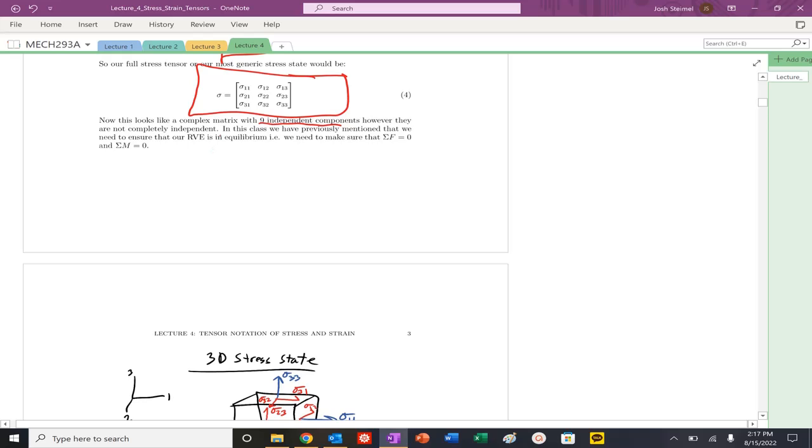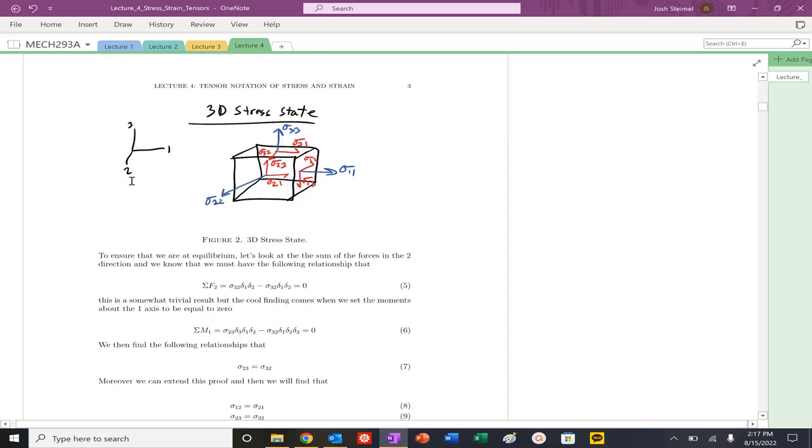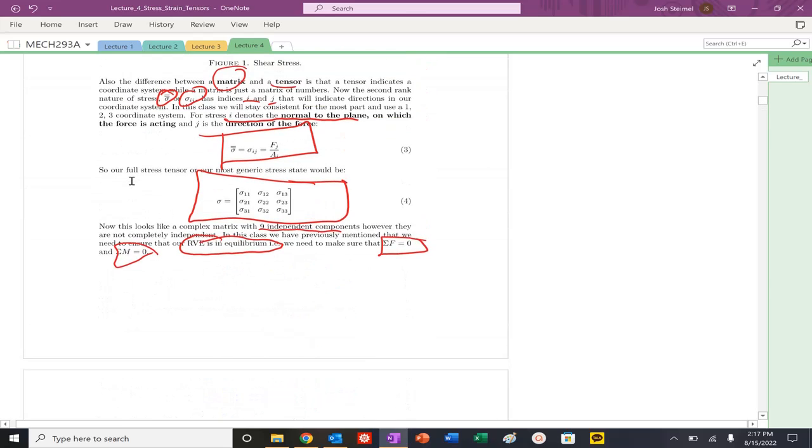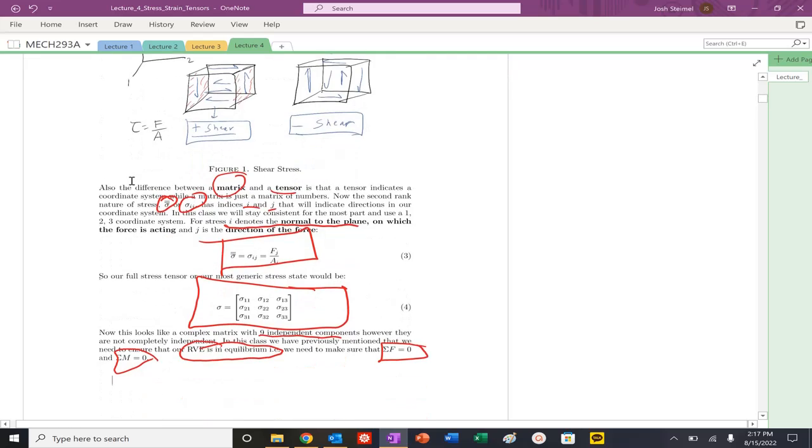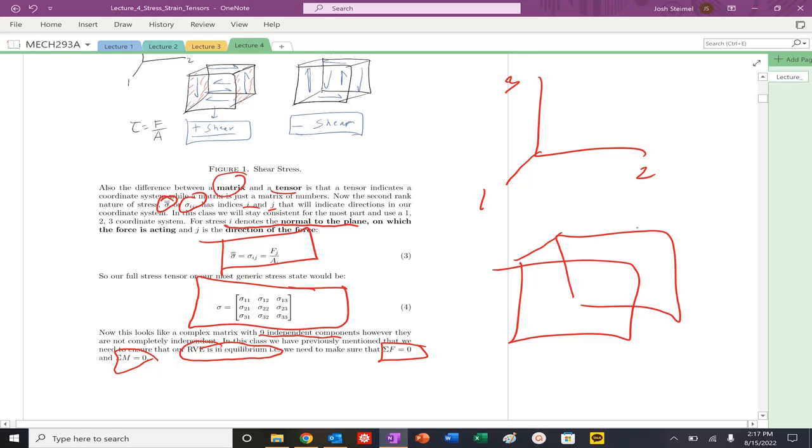We previously mentioned that our representative volume element must be in equilibrium, so the sum of the forces and the sum of the moments must be equal to 0. That is going to allow us to drastically reduce the number of elements in here. But before we get to that, let's show what stresses may look like. If I'm looking at the stress in the 3,3 direction, the normal to this plane will be in the 3 direction. Agreed? Yes. If I pull in the 3 direction, this stress will be the stress in the 3,3 direction.